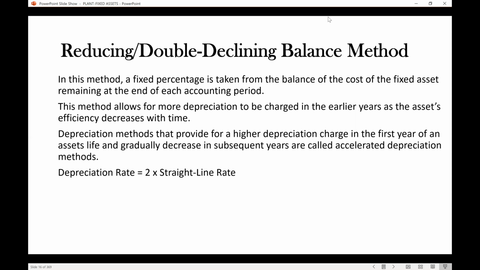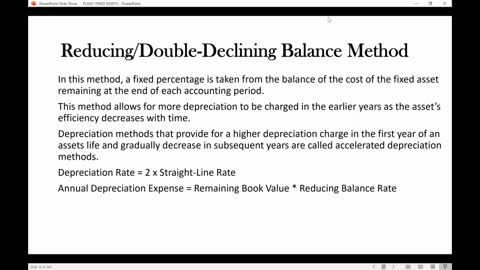And what's the formula? In calculating the reducing balance method, there is a depreciation rate that you must find, and that is 2 times the straight line rate. And in doing our question, we'll see what that is based on the straight line method. So first we find the depreciation rate, which is 2 times the straight line rate. Then we use that, and the annual depreciation expense will be the remaining book value.